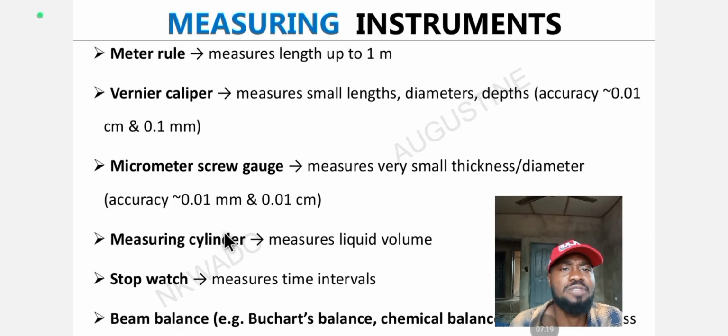The next we have here is measuring cylinder. It's used to measure liquid. That's it, and it's calibrated. The next we have here is stopwatch, which is also one of the most common because we use it every day.